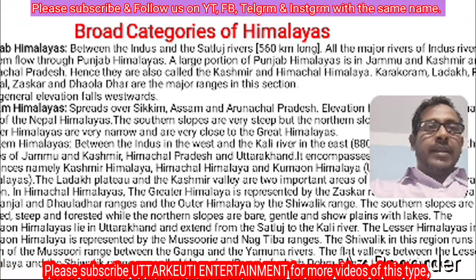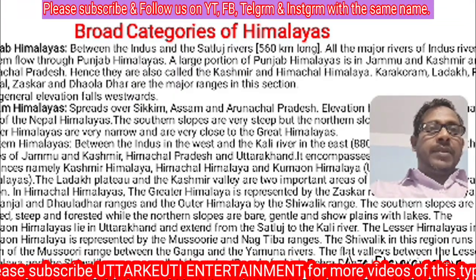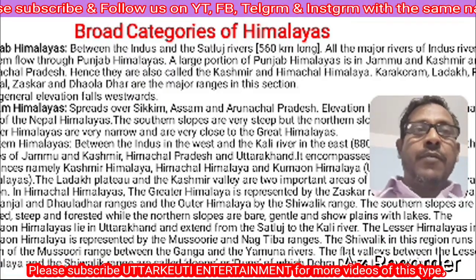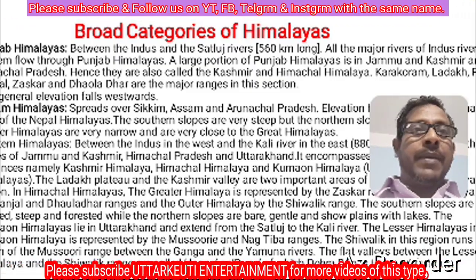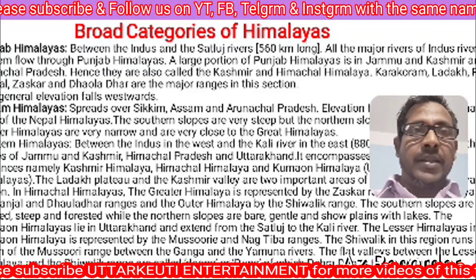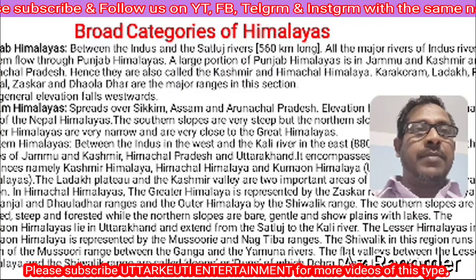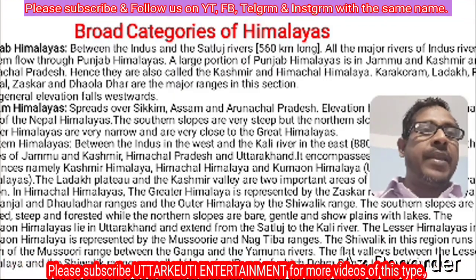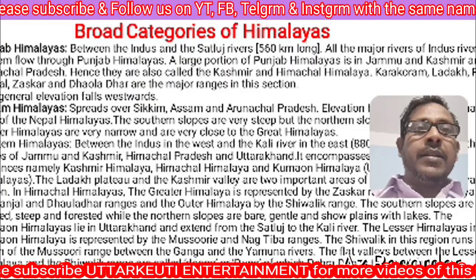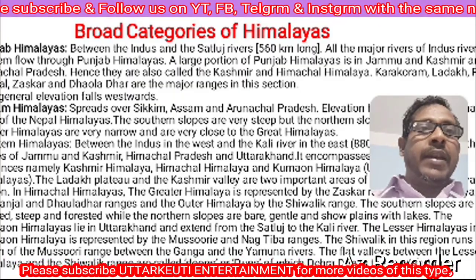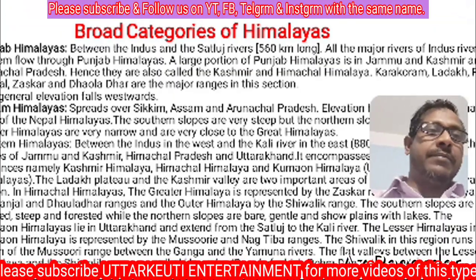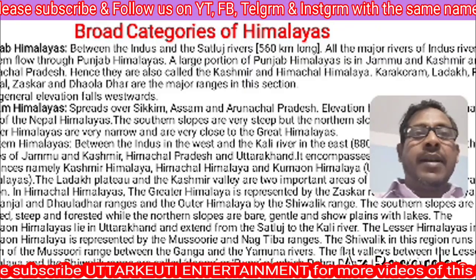Between the Indus and the Satluj River, 560 km long, all the major rivers of the Indus River system flow through the Punjab Himalayas. A large portion of the Punjab Himalayas is in Jammu and Kashmir and Himachal Pradesh. Hence, they are also called the Kashmir and Himachal Himalaya. Karakoram, Ladakh, Pir Panjal, Zaskar and Dhauladhar are the major ranges in this section. The general elevation falls westwards. This is the Punjab Himalayas.